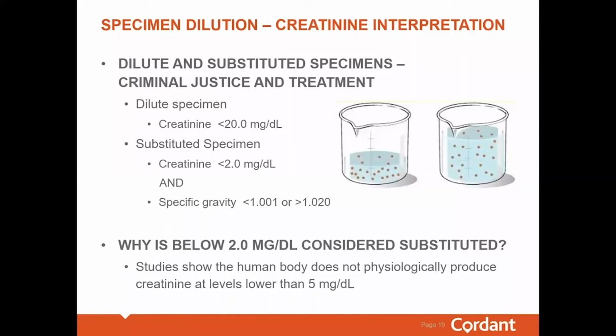A specimen is considered dilute if it has a creatinine value of less than 20 milligrams per deciliter. A specimen is considered substituted if it has a creatinine of less than 2 and a specific gravity of less than 1.001 or greater than 1.020. Why is below 2 considered substituted? Because studies have shown that the human body does not physiologically produce a creatinine at levels lower than 5.